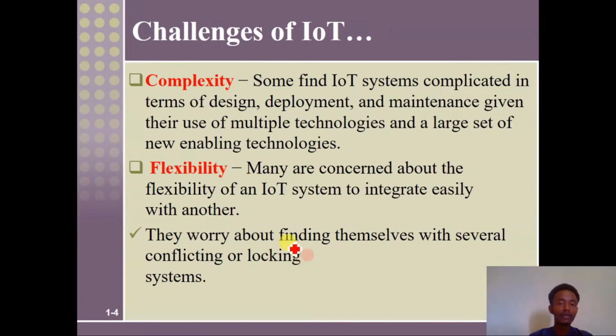The next one is the issue of complexity. Some find IoT systems complicated in terms of design. It's very complex to design, deploy, and maintain, given the use of multiple technologies and a large set of new enabling technologies. It may be complex to design, maintain, and deploy by interconnecting a number of devices which share data among themselves, using different sensors to collect data from the environment and finally give decisions. It is complex in design and deployment, as well as in maintenance during system failure.